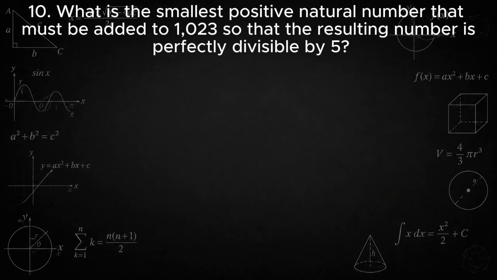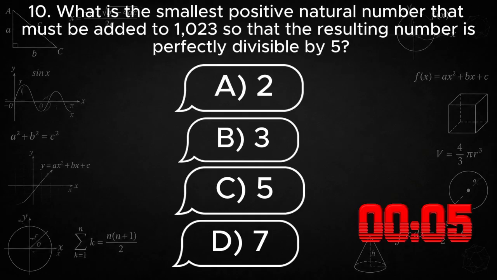10. What is the smallest positive natural number that must be added to 1023 so that the resulting number is perfectly divisible by 5?